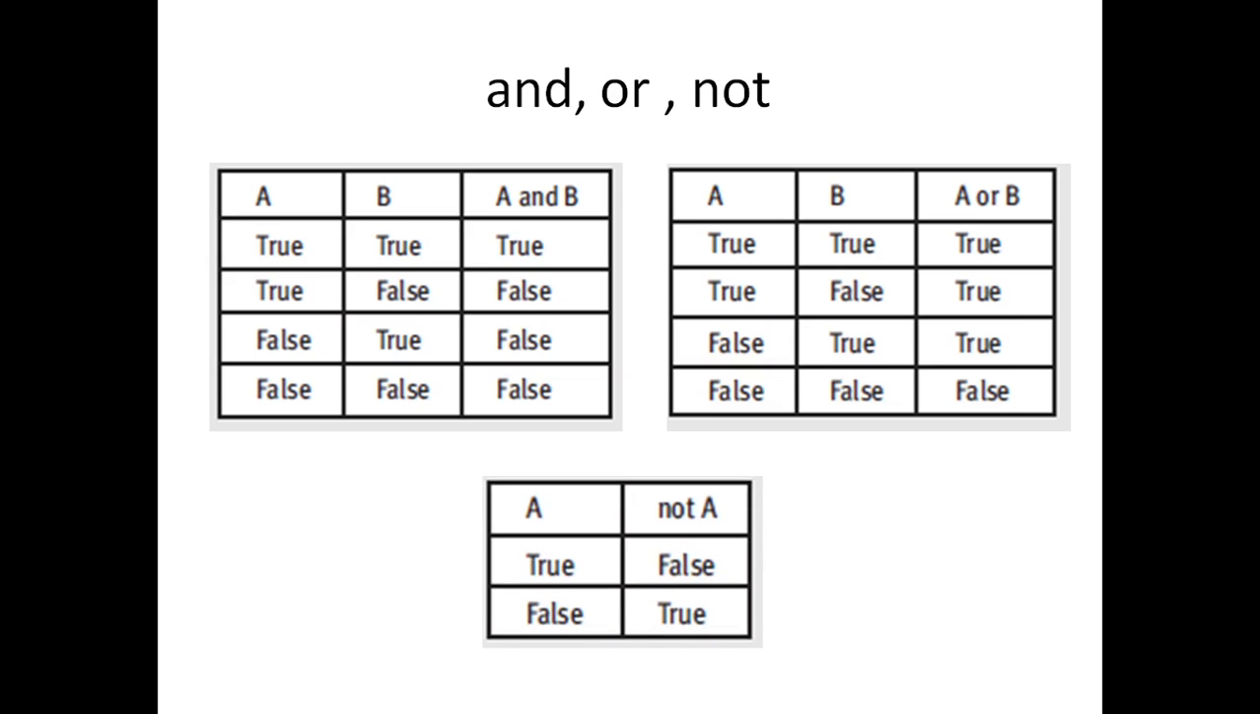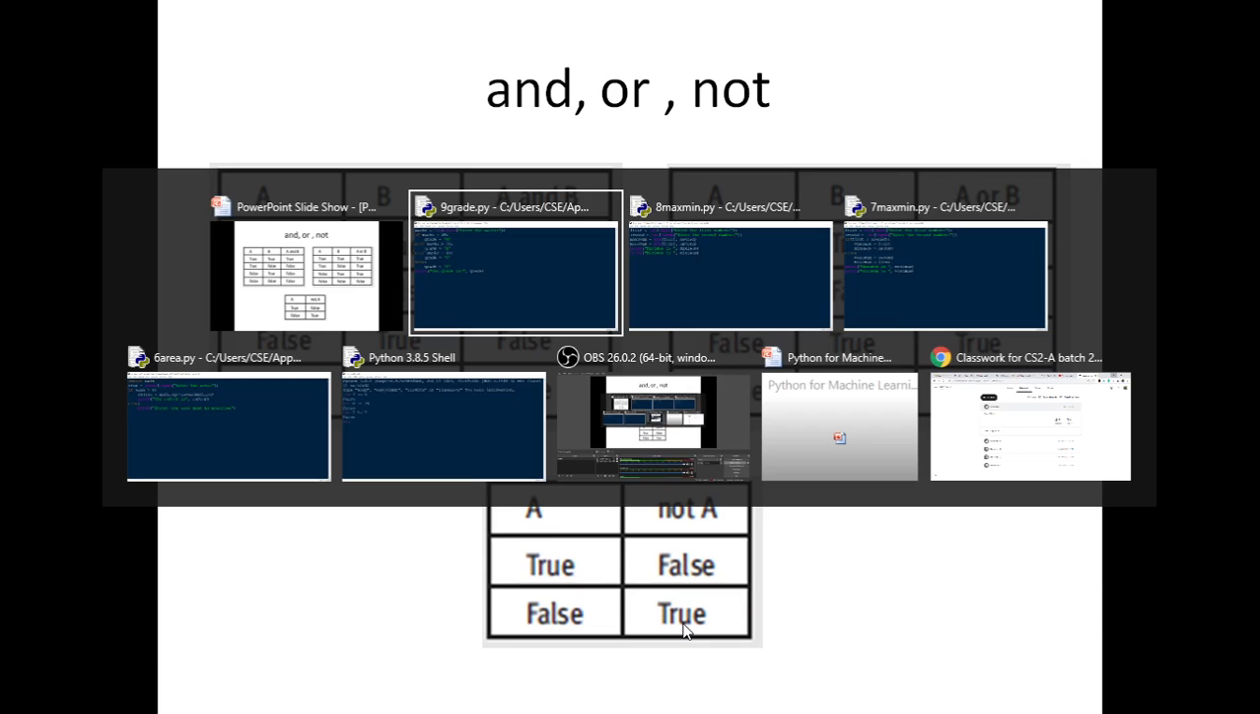Then there is another logical operator, the NOT operator. It will take the inverse. If we have an expression A and we give not A, it means if the expression is true, the result will be false. If the expression is false, then the result will be true. So this is the NOT operator. So we have three different logical operators in Python. Let's see some examples.